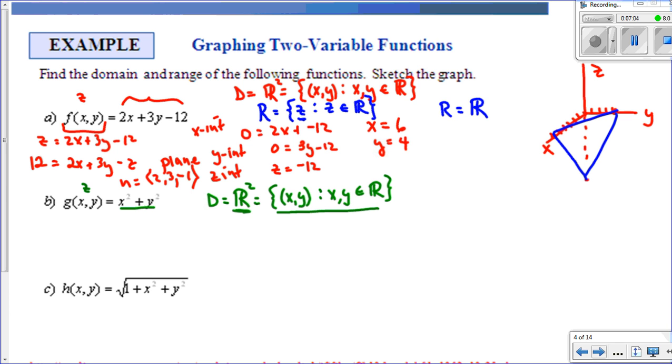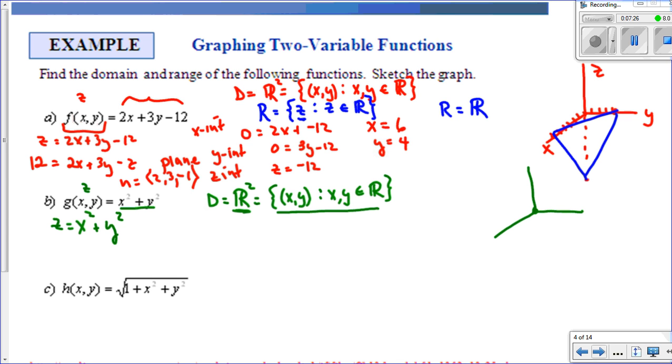So now let's look at the equation z equals x squared plus y squared to have an understanding of the graph. Notice that if z is 0, which is the points in the xy plane, we get just a single point, (0, 0, 0).